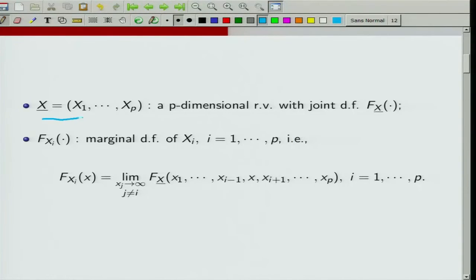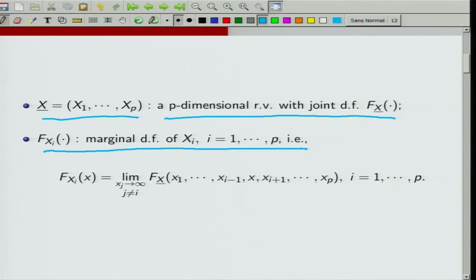Suppose X is a random vector (X1, X2, ..., Xp), a p-dimensional random variable with joint distribution function F_X. And suppose F_Xi is the marginal distribution function of Xi. Then we have seen that to get the marginal distribution function, I have to take the arguments of the unwanted variables to infinity. So, F_Xi(x) would be the same as the joint distribution function where the unwanted variables, all Xj's different from i, are taken to infinity. This is what gives you the marginal distribution function of Xi.